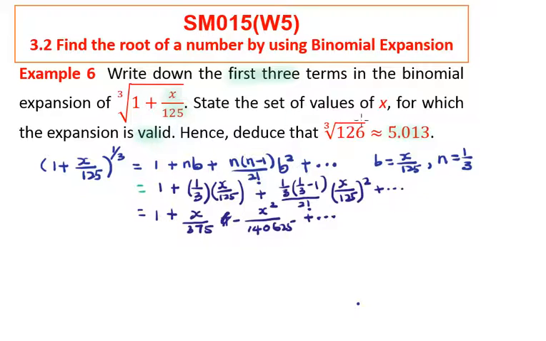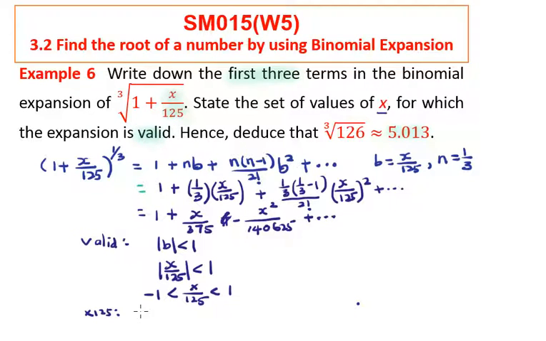Now state the set of values of x for which the expansion is valid. The expansion is valid if the magnitude of b is less than 1. So we substitute b as x over 125, less than 1, which means x over 125 is between negative 1 and 1. If you multiply all by 125, you have negative 125 to 125.